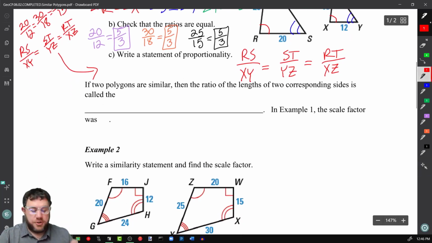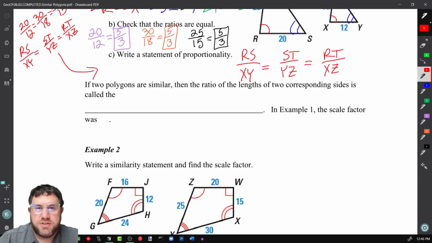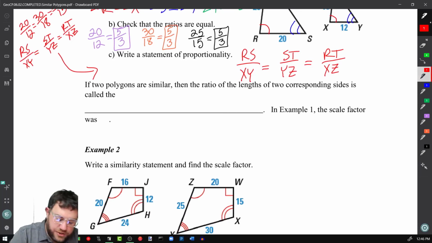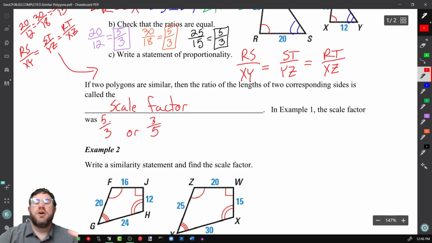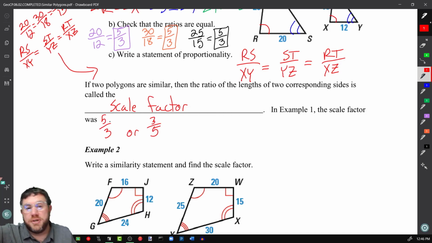Now, we reduced all of those to the same fraction to show that they were equal. That fraction is called the scale factor. In example 1, our scale factor was 5/3. You could have also said it was 3/5. It just depends on which triangle you put on the top. So it could be that fraction, or it could be the fraction upside down. Either one would work.